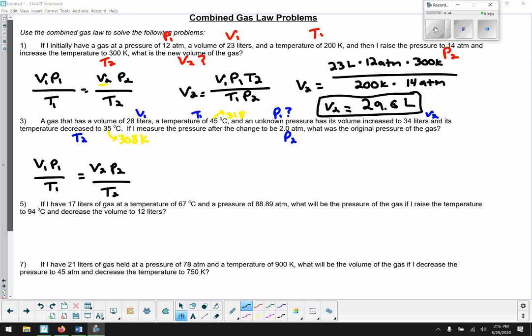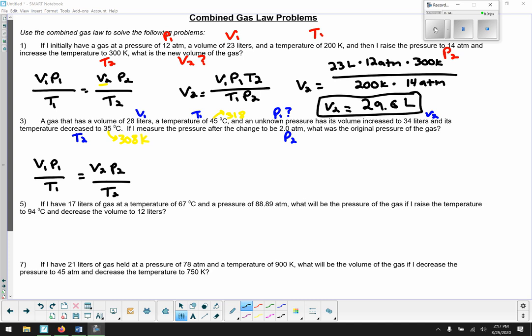Okay, for the second problem, a gas that has a volume of 28 liters, a temperature of 45 degrees Celsius, and an unknown pressure, has its volume increased to 34 liters, its temperature decreased to 35 degrees Celsius, and if I measure the pressure after the change, it is 2 atmospheres. What was the original pressure?